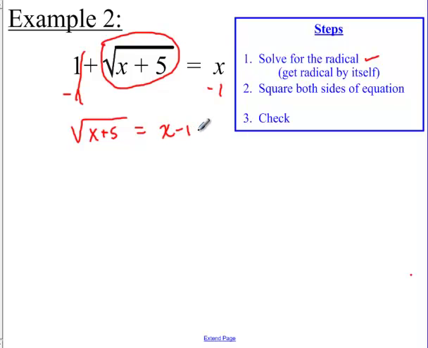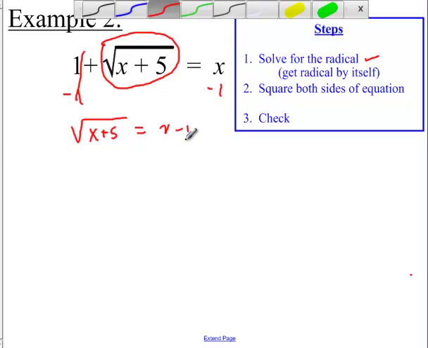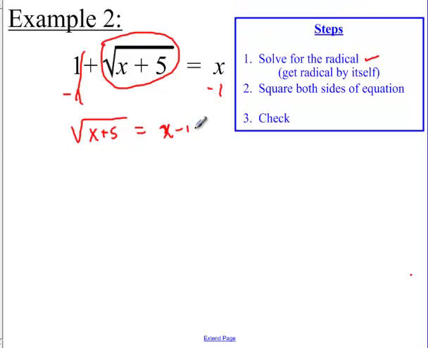Now please remember, it is x minus 1 just like it's read. It is not negative 1x. For those of you who thought that, read it as it is. X minus 1. All right, good to know. Get my x and my minus 1 back.